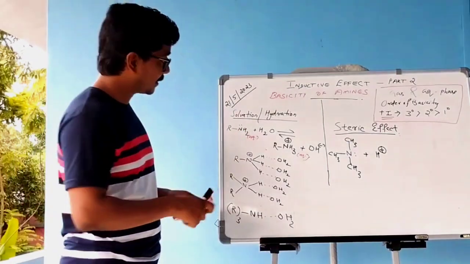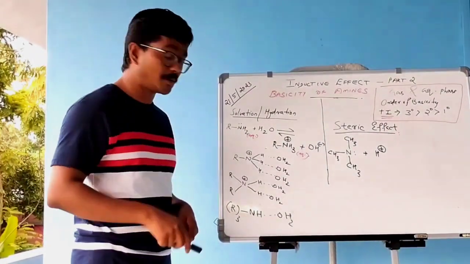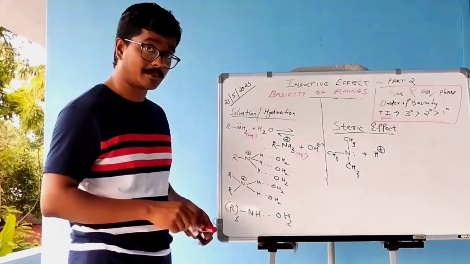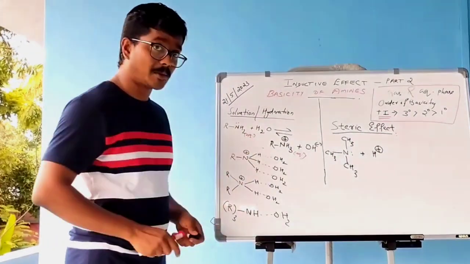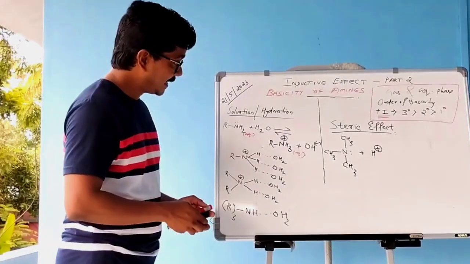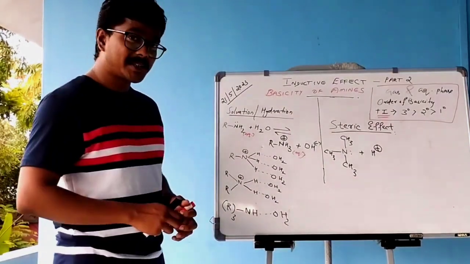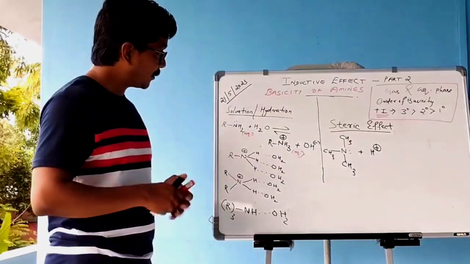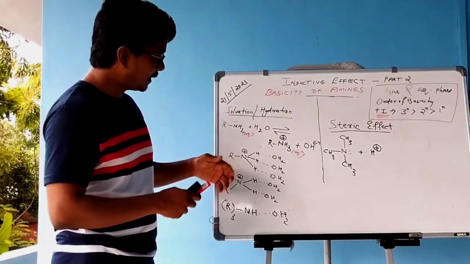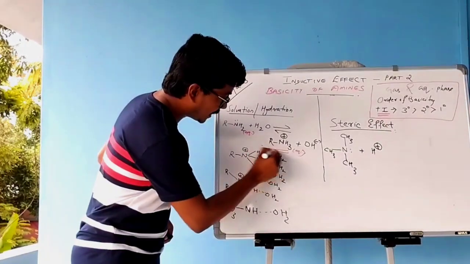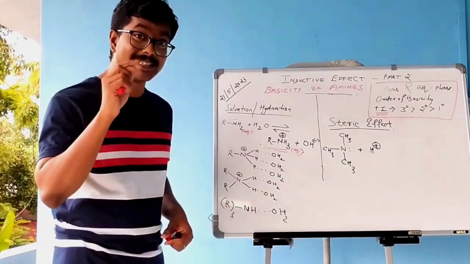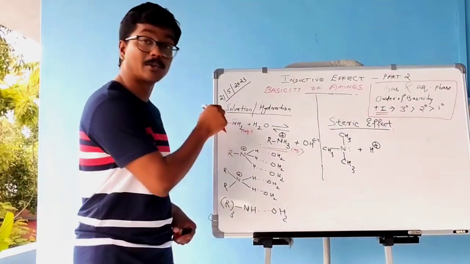Let's consider this chemical reaction. When amine, which is the solute, is dissolved in water, what is the product that forms? Alkyl ammonium salt. We have already discussed. In hydration effect, or in water or in aqueous phase, the stability of this alkyl ammonium salt decides the basic character of amine.